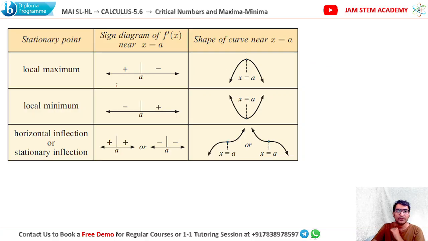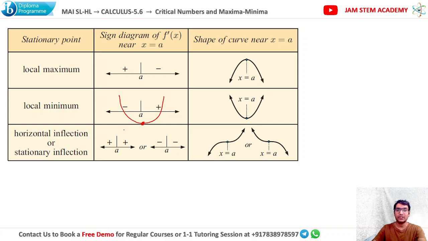See, the graph was increasing first, then after reaching this a, it starts to decrease. It means that x equal to a must be the point of local maxima. Similarly, if you have this type of situation where the graph was decreasing first, then starts to increase after a, it means x equal to a will be the point of local minima.